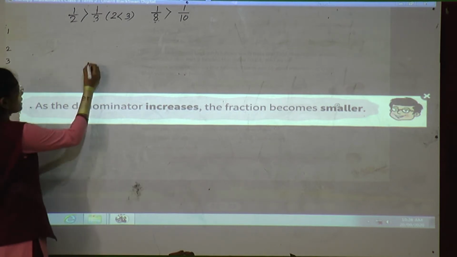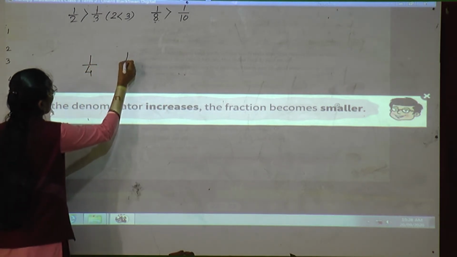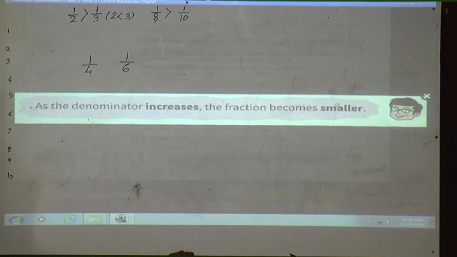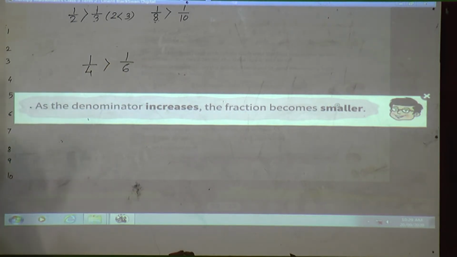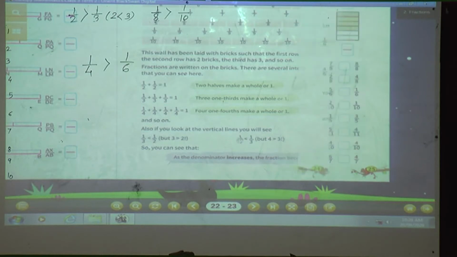Okay. Now one more example we will see, 1 by 4 and 1 by 6. See, what is the rule? As the denominator increases, the fraction becomes smaller. So in 1 by 4 and 1 by 6, 1 by 4 is greater than 1 by 6. Though 4 is smaller than 6, in the fraction the denominator increases, and if the denominator increases, the fraction becomes smaller. Clear this point? Okay. Now we'll move to the next concept, that is comparison of fractions.